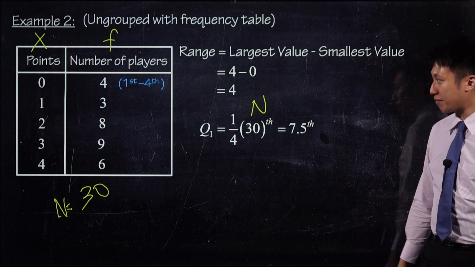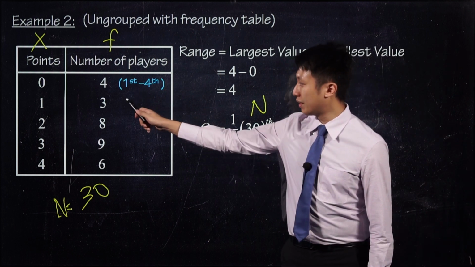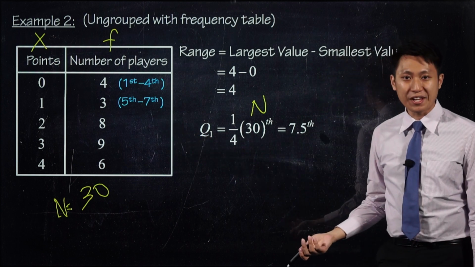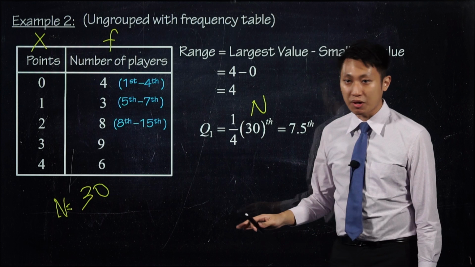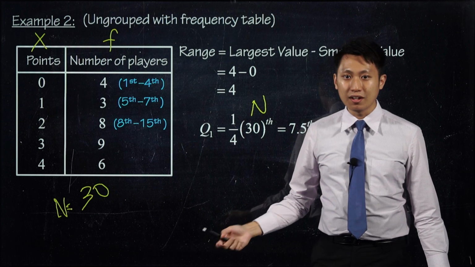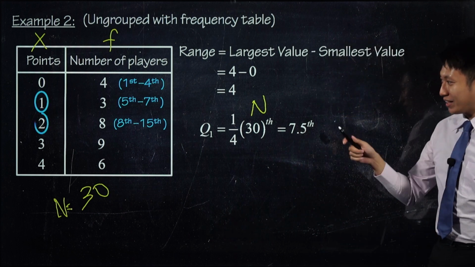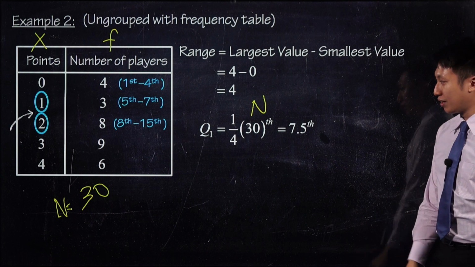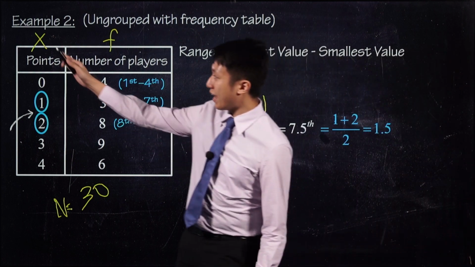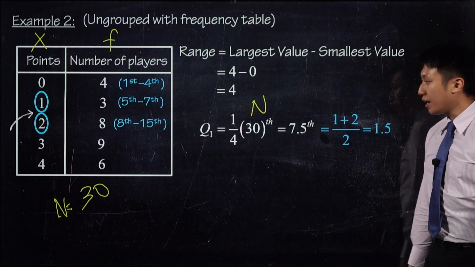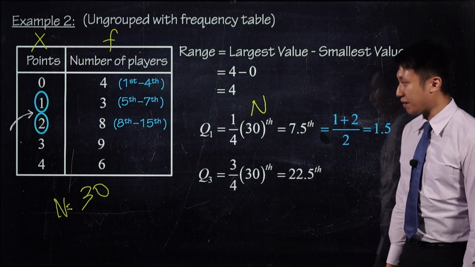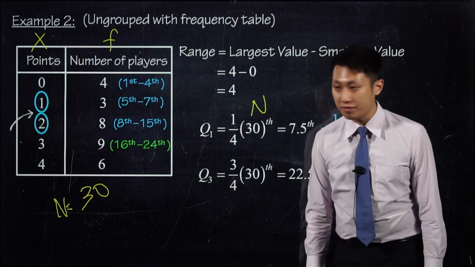So how do I get 7.5? First to fourth, then fifth to seventh, then 7.5. So this is 8 to 15. 7.5 means somewhere between these two. So I take 1 plus 2 divided by 2, in the middle. So it's 1.5. Be careful. You are looking at x, not looking at the frequency. Right, let's move on to the next one. Q3, 3/4 times 30, you get the 22.5th. This is 16 to 24th.